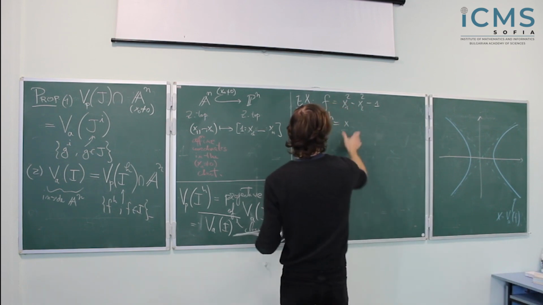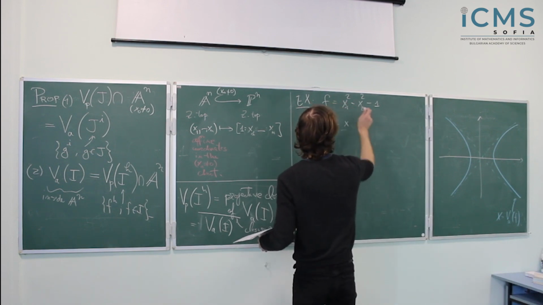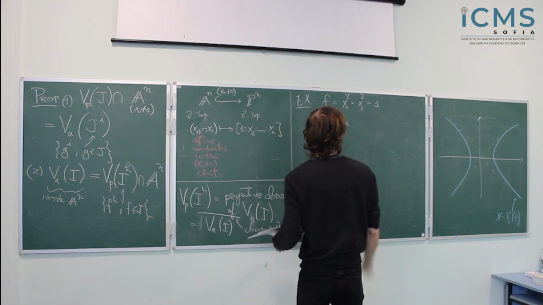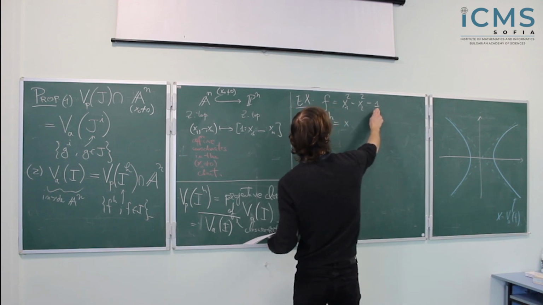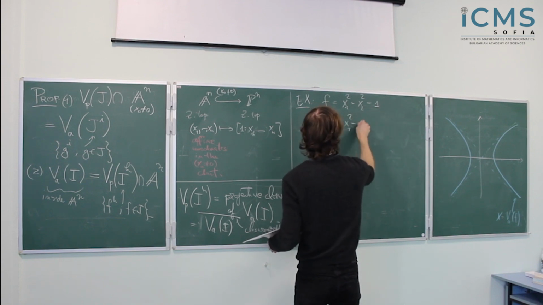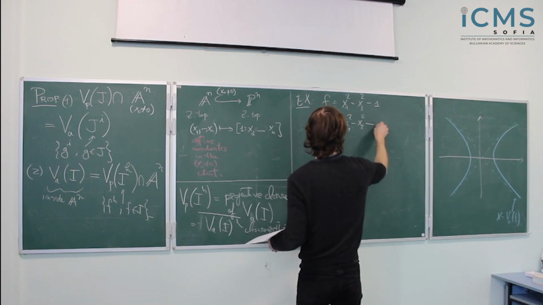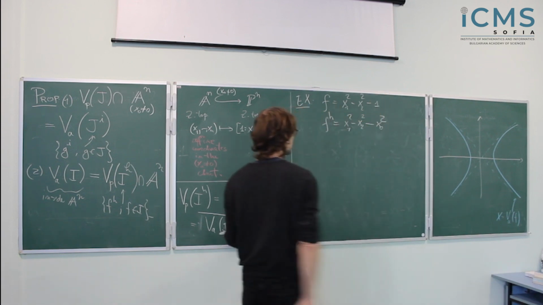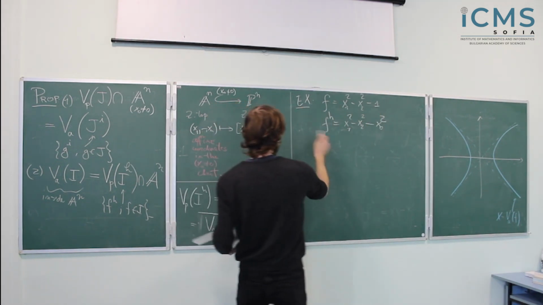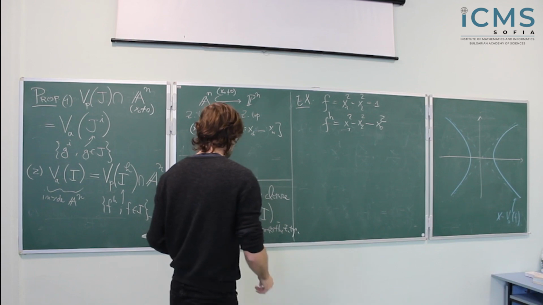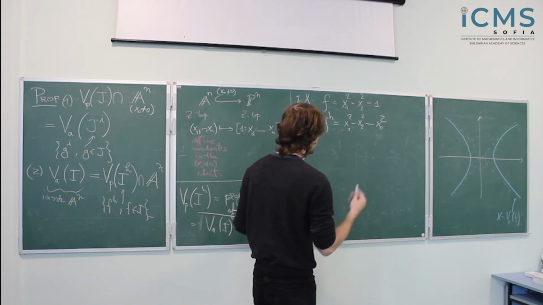well, we add an extra variable. These two are degree 2. This is degree 0, so we just need to add here x0 squared. Like this. Okay. And, well, it is an exercise.